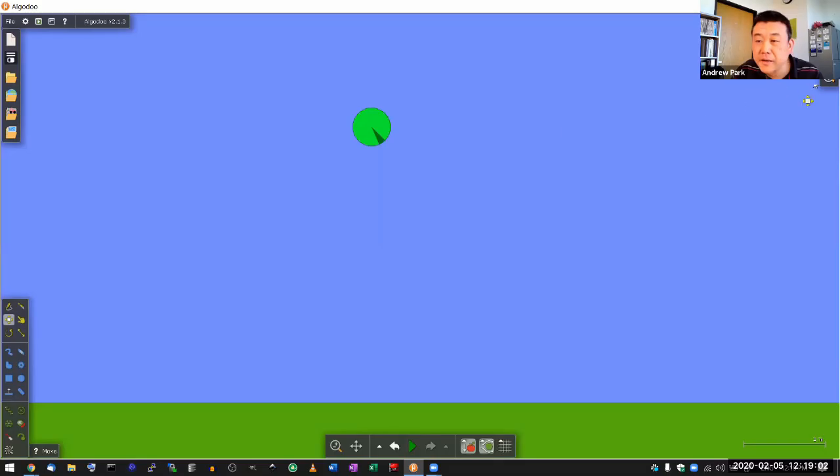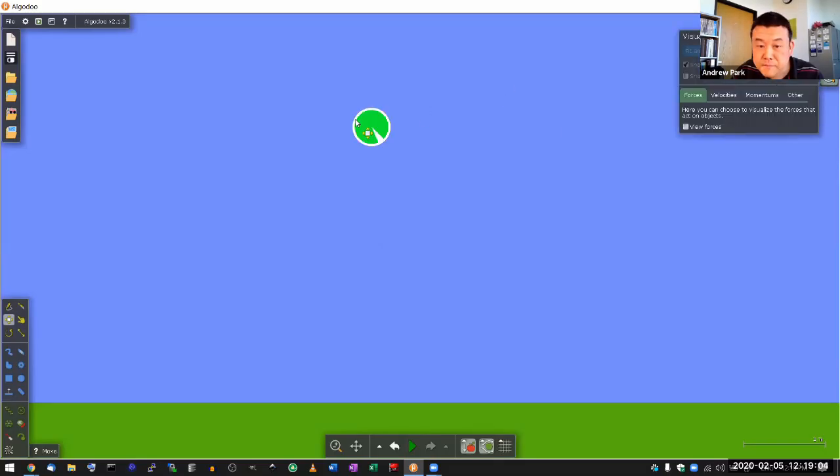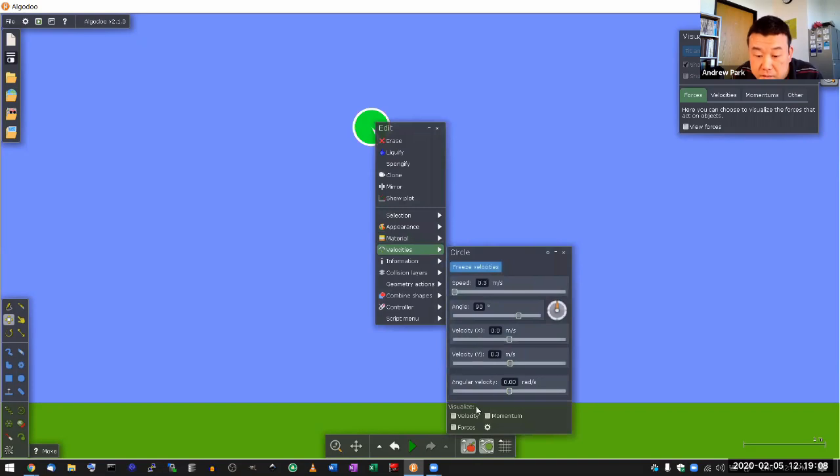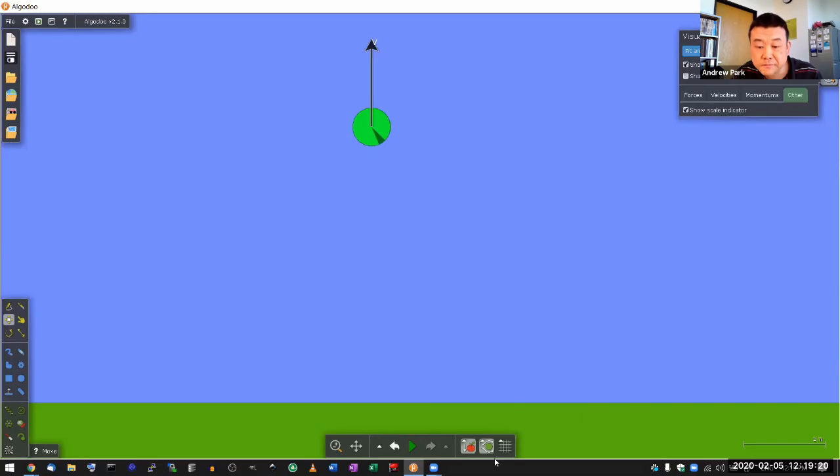I wonder if I can kind of illustrate that. Let's see, velocities, visualize. I don't know if I can visualize the acceleration. That might not be something I can actually visualize. Is there other? Yeah, there isn't really. So I think this is what I can do.